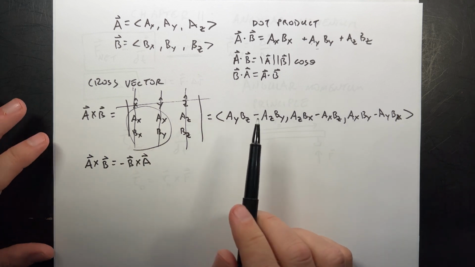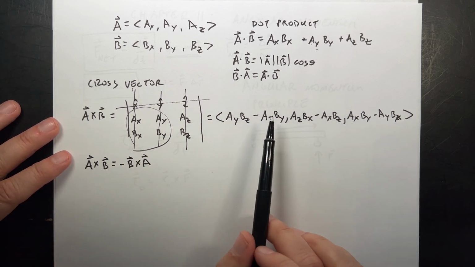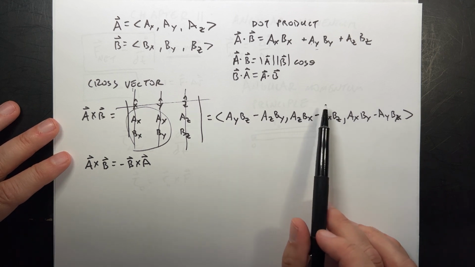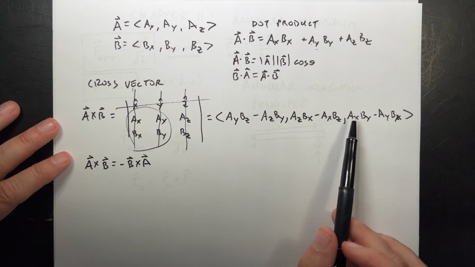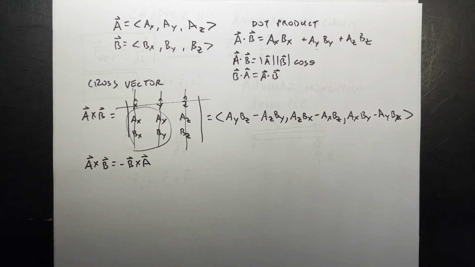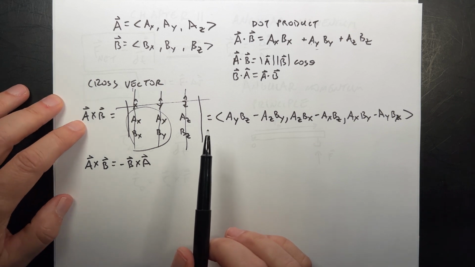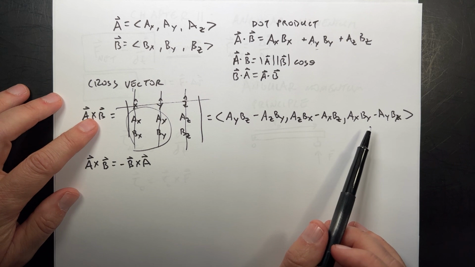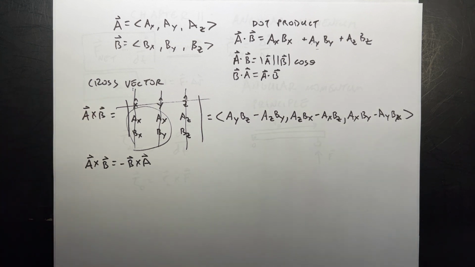And finally, you'll notice that the x component here does not depend on any of the x values. The y component does not depend on the y values. The z component does not depend on the z values. So that means that if you have two vectors in the x and the y direction, the resultant is only going to be in the z direction. So you cannot do this in 2 dimensions. It has to be 3 dimensions.